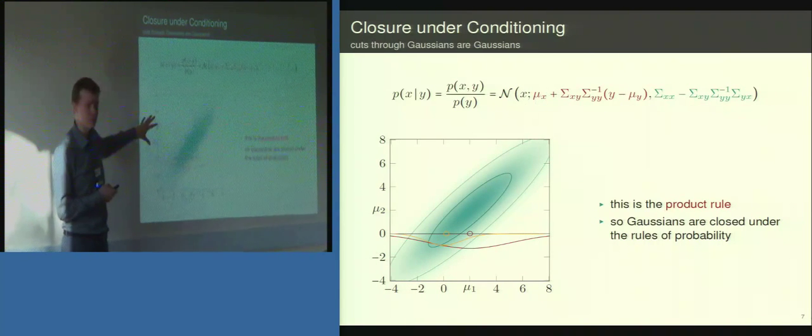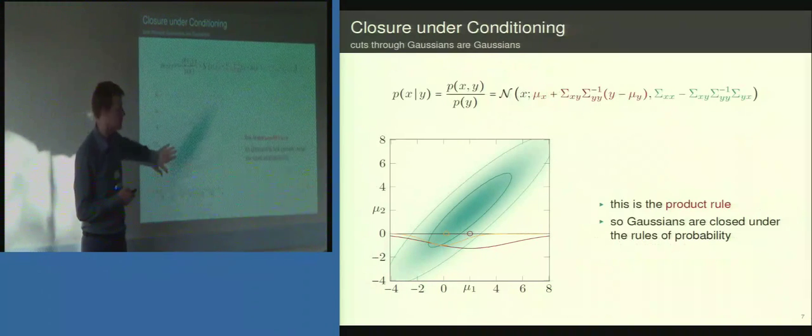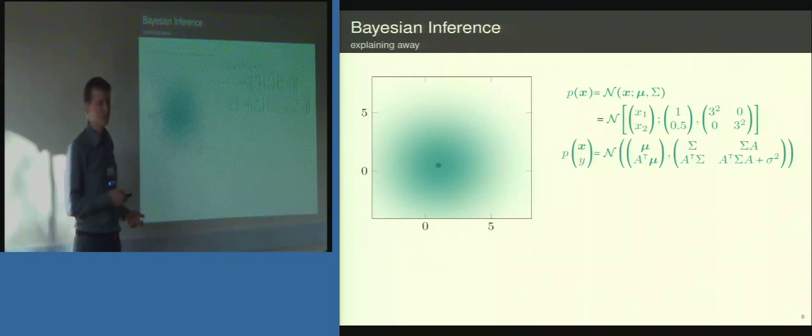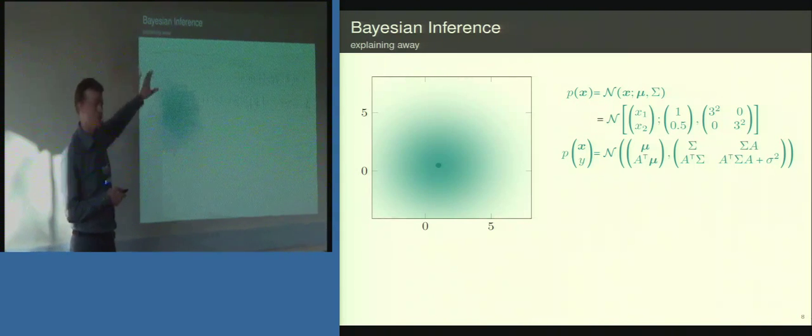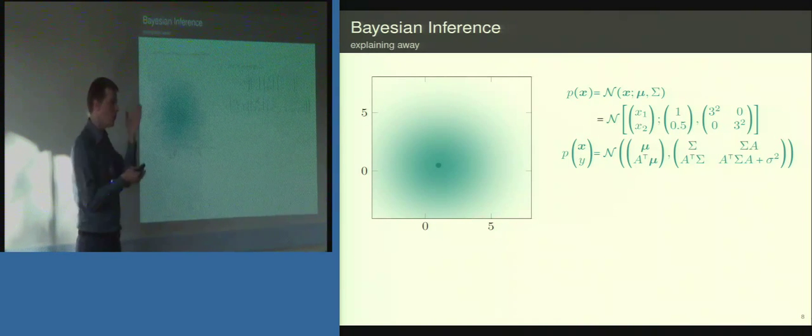Slides, we have constructed the two basic rules of probability, the sum rule and the product rule, marginalization and conditioning. So if all the variables we're interested in, relationships between variables, then we can do Bayesian inference just by doing linear algebra.